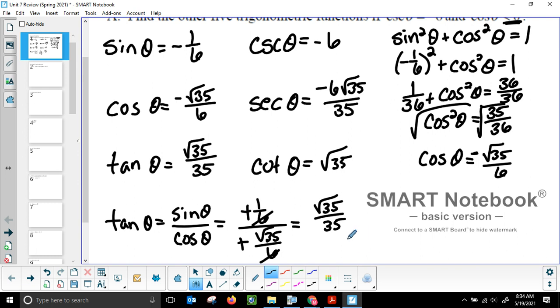So we have now found all of our other trigonometric functions. Using mostly reciprocal identities, we just had to use two others, right? We had to use a Pythagorean, and we used one of our quotient identities. Any questions or concerns over part A?